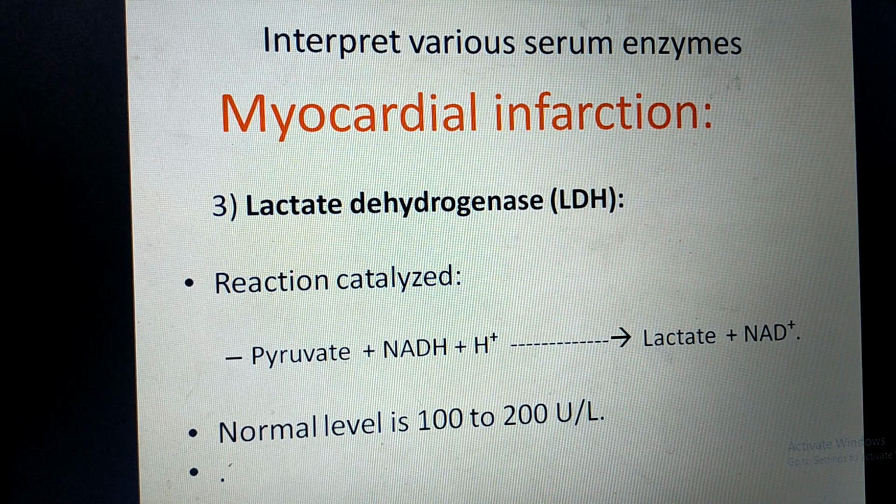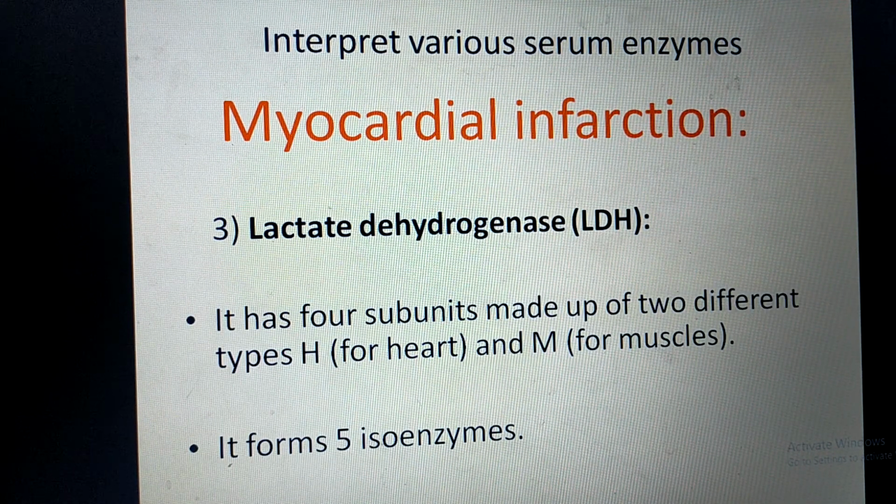Lactate dehydrogenase catalyzes the conversion of pyruvate to lactate by adding 2 hydrogen atoms donated by reduced NADH. The normal level of LDH is 100 to 200 unit per liter. It has 4 subunits and these 4 subunits are of 2 different polypeptide chains. One is H chain, H stands for heart, and another is M chain, which stands for muscles.